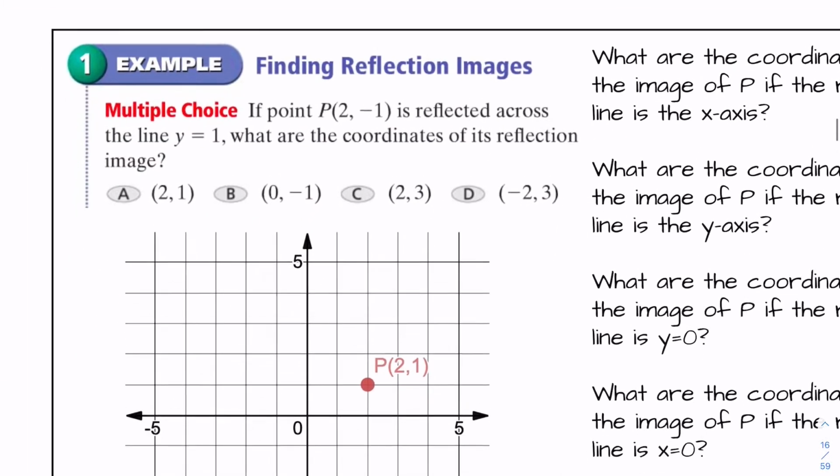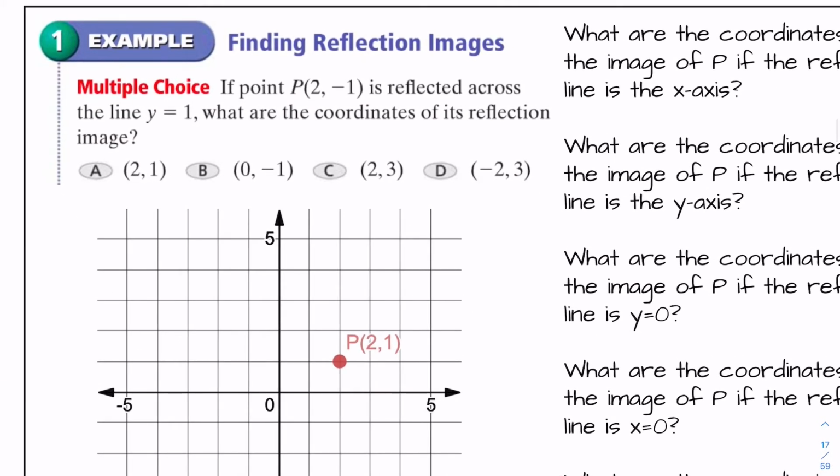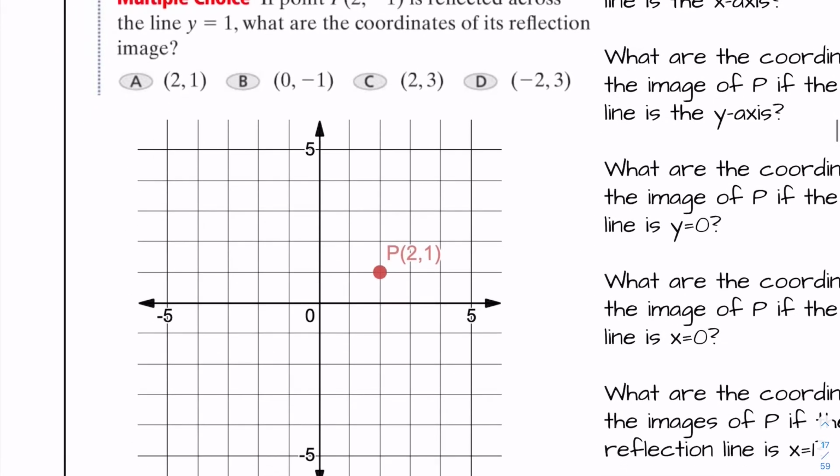So let's do our first example. Our first example says finding a reflection image. Here's a point 2, 1. It says given this point, if it's reflected across the line y equals 1, then what are the coordinates of its reflection image? So let's graph the line y equals 1, and that looks like this.